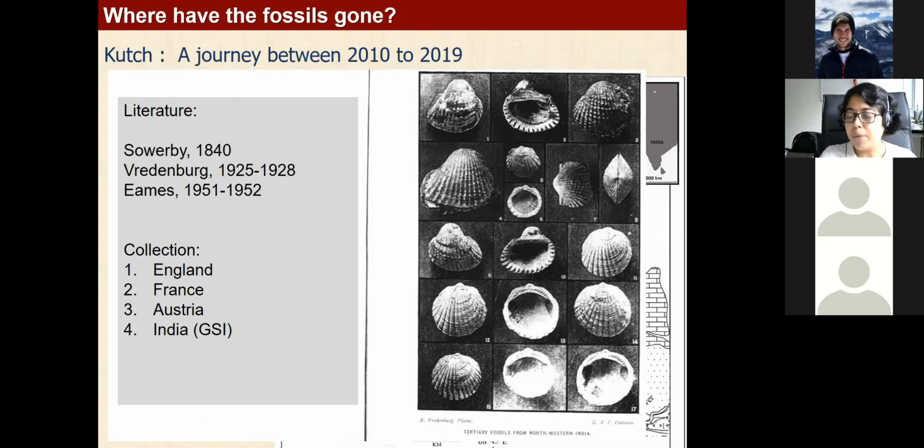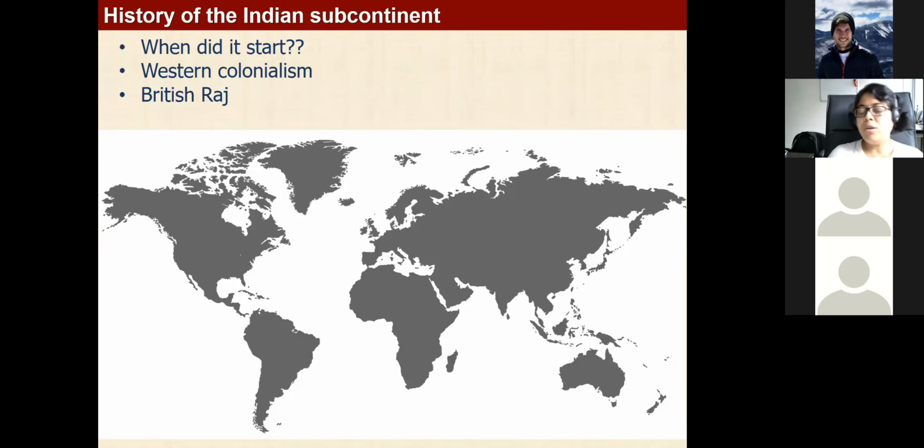So my general interest about the history of fossil data after its discovery probably started around this time. And in order to understand why Indian fossils are scattered all over the world and not much in India, and why it's so hard to actually access Indian fossils, it's important to take a look at the human history.